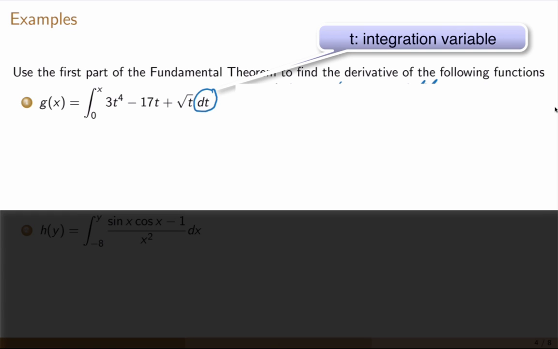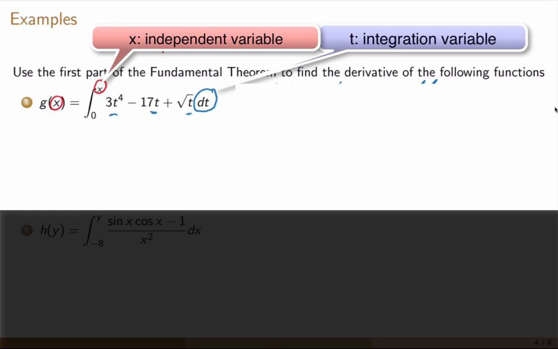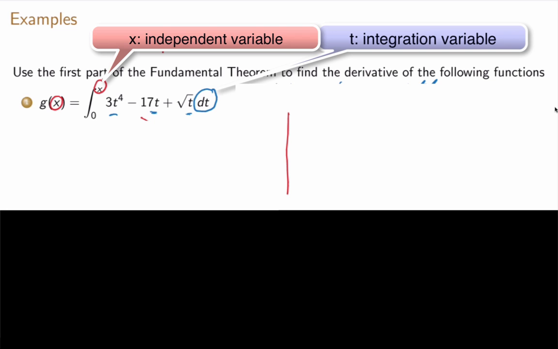So this is the variable against which we do the antiderivative, or if we integrate. And this arises here and here inside the integration too. Now the x here appears here and here, and this is the independent variable. Okay, now we are asked to find the derivative of the function g of x. So let's differentiate this using the fundamental theorem of calculus.